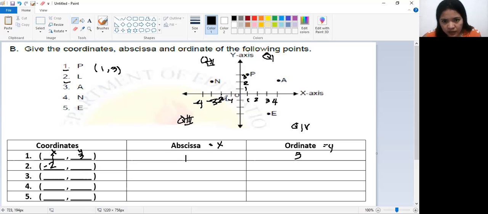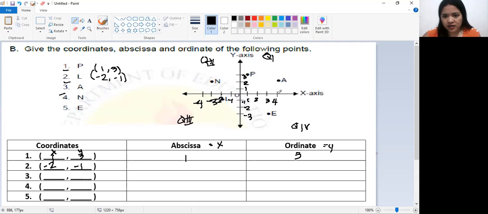Then, y, lagyan natin negative 1, negative 2, negative 3. So, nasa negative 1 din. Negative 2, negative 1. So, si L mo is negative 2, negative 1. Good? Good. Okay, now, let's take a look at point A. Nasaan si point A? So, andito siya.